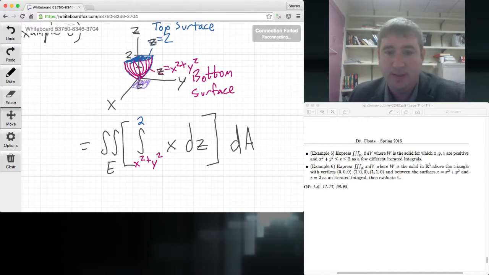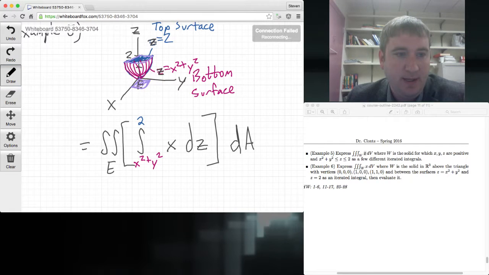Now, the hard part of these problems is usually doing the double integrals. So if you can't do double integrals, you're going to have trouble with triple integrals, obviously. But I want to figure out what E is. How does that happen? Well, E is going to happen when the two surfaces intersect. So the trick usually to figure out what your E is, is to set the two surfaces equal to each other.